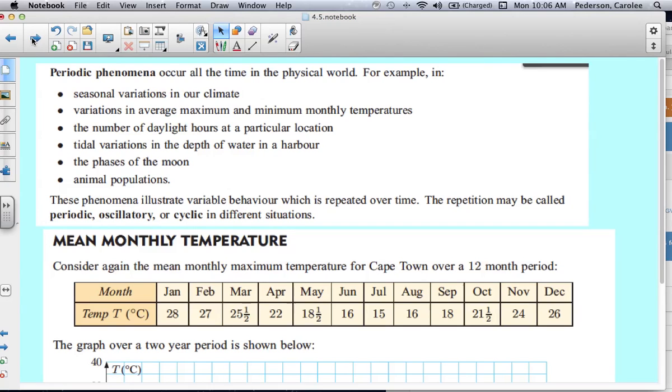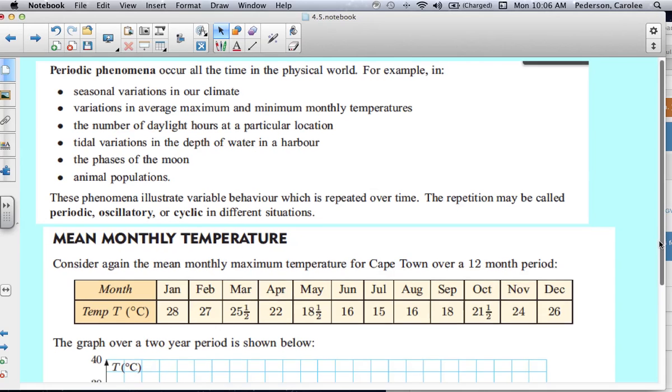All right, don't need to write anything on these next slides down, just kind of listen. Here are some examples of why we use sines and cosine functions. We talked about the ocean and the ocean waves mirroring our sine and cosine functions. Here's some more. Temperatures, tidal variation, phase of the moon, animal population.